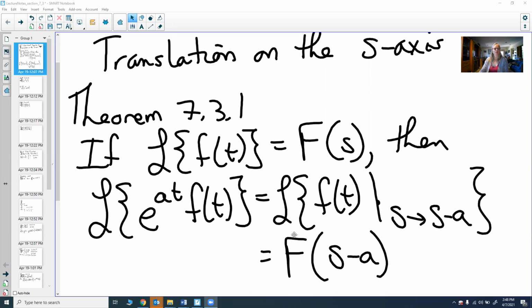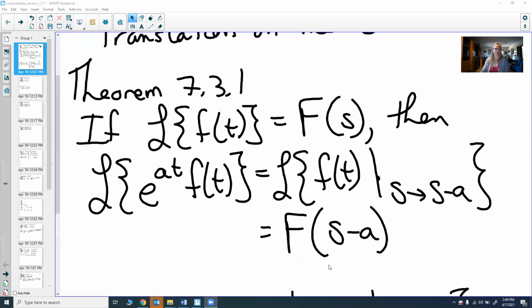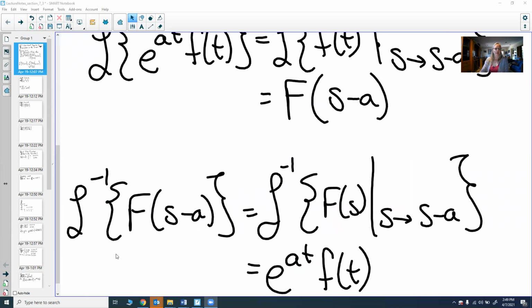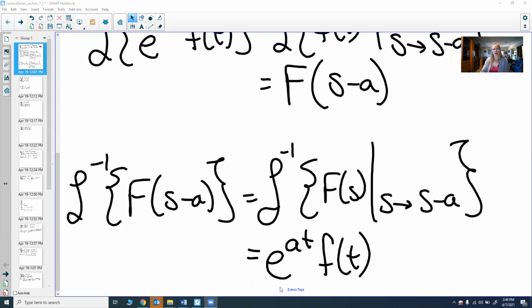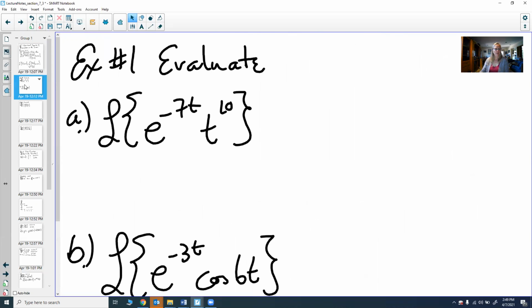So basically you're just substituting in, but really what it does is it shifts you along that axis, just a translation along the axis. The inverse Laplace of F of s minus a is the inverse Laplace of F of s, capital F of s, where s was moved from s to s minus a. Anytime you see that, where you've got an s minus a instead of just an s in there, it'll be the same inverse Laplace of F of s, but then you have an e to the at attached to it. So let's try a problem with this.